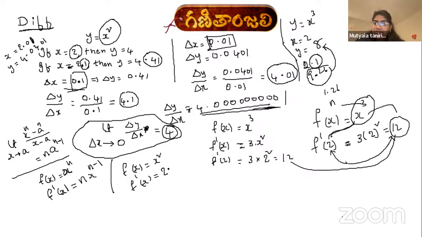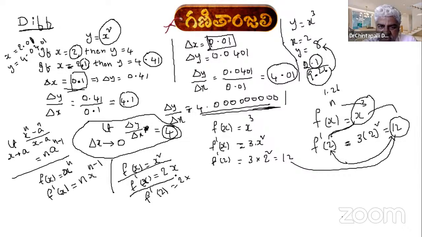2 to the 2 into 2 x to the power 1. 1 need not be written. Yes, sir. So 2 into x, that is, what is f dash 2? Just replace 1 2 times, sir, f dash 2x. Yeah, 2 times. Sir, how is it 2 times, sir? But there's no n, sir. No, that f dash x is equal to 2x.